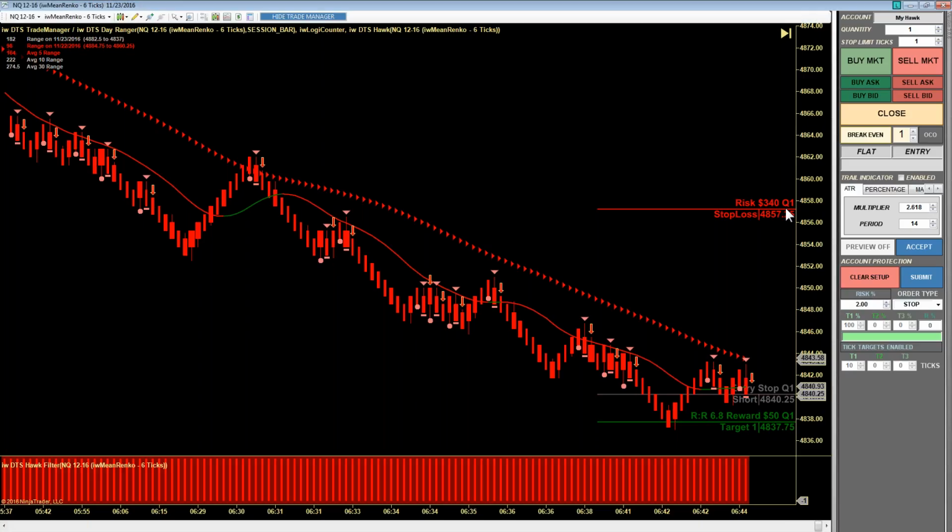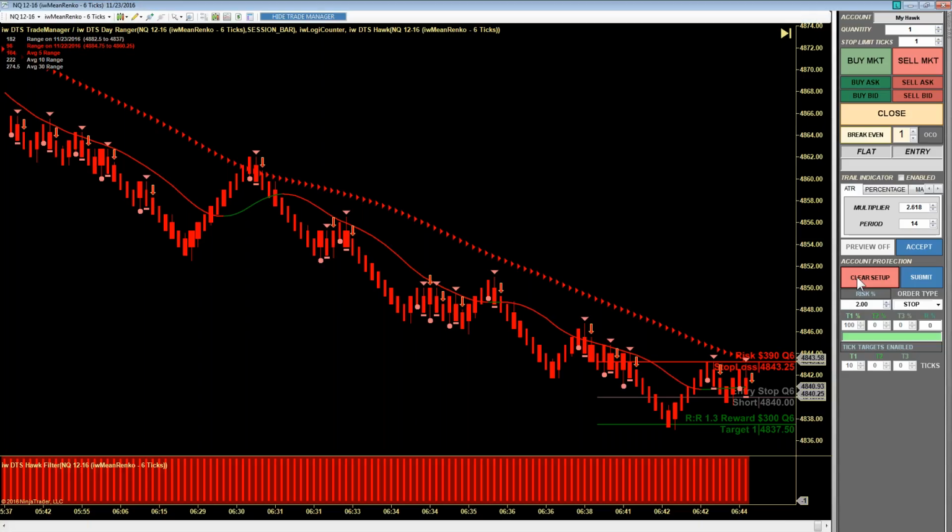If I choose to set up a trade this way, I'm going to only trade one contract, and if I choose to set up a trade this way, I'm going to trade 6 contracts. But the risk amount itself does not change. There's a little bit of a rounding error here.